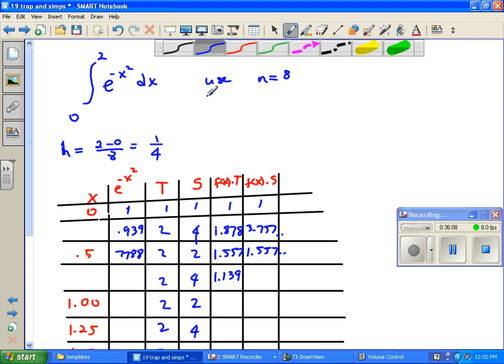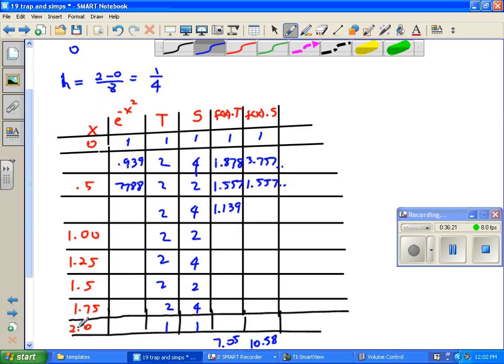Again, if n is 8, the interval is 2 units long, 2/8 is 1/4, so your step size would be 0.25, so 0, 0.25, 0.5, and so forth. You should end at 2, that's the end point of the interval. And once again, get your function values from the calculator, our trapezoid and Simpsons coefficients.